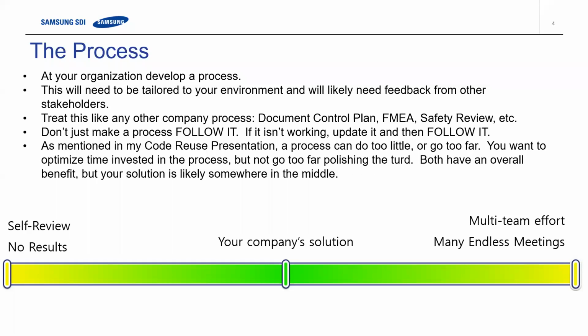But my advice is to treat this like any other process, whether you've got a document control plan or an FMEA or safety reviews or something. Just have a process in place, document it, and follow it. And if it doesn't work for you, if people are skipping steps in it, evaluate that. Maybe you need to change your process and then follow the new process. But you've got to make sure you have the follow through.